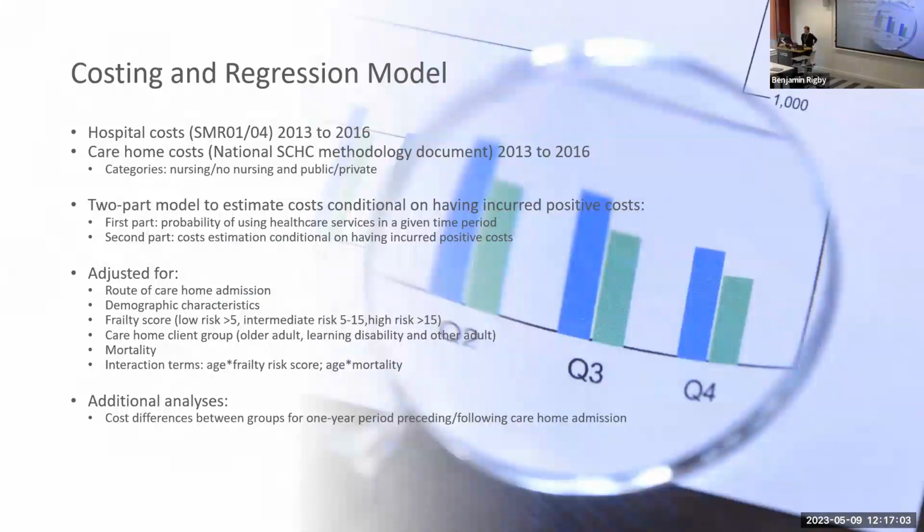So moving on to estimating costs for those moving in via different pathways, we were able to cost the hospital stays for people and also their care home stays. Without going into too much detail, we estimated the costs using a 2-part model, adjusting for some of the predictors I've included here. And then in additional analysis, we looked at cost differences between groups for the 1-year period preceding and following care home admission.